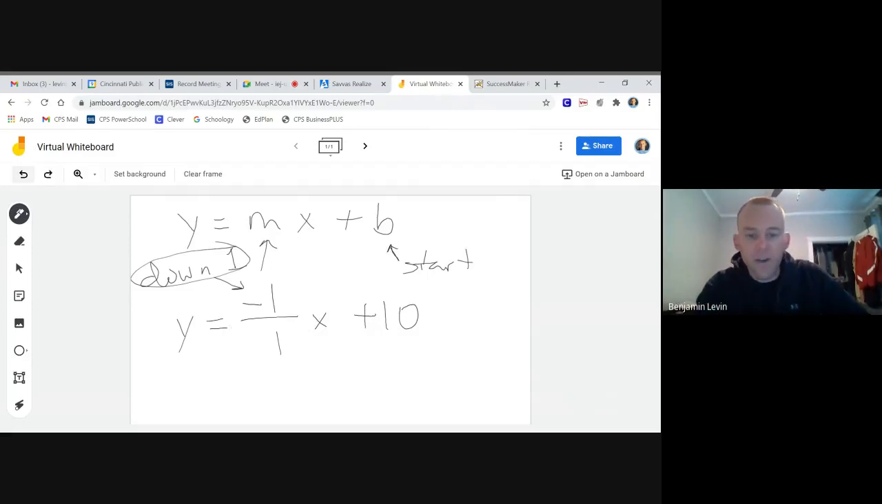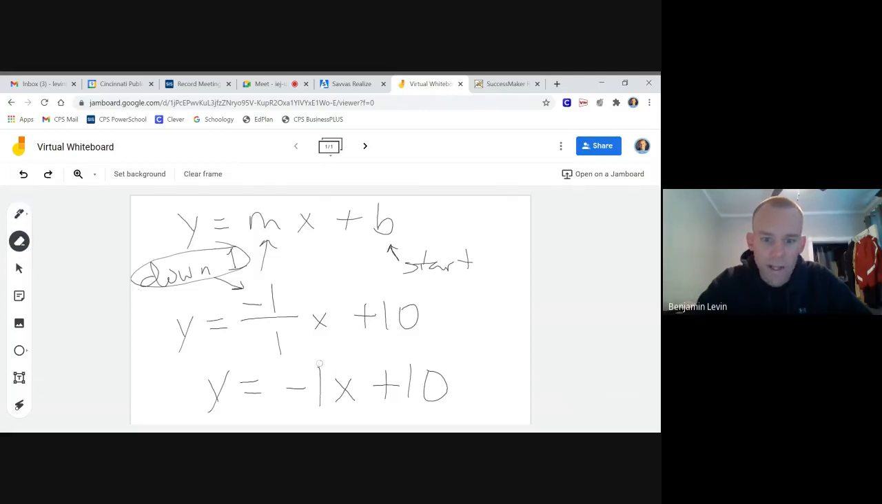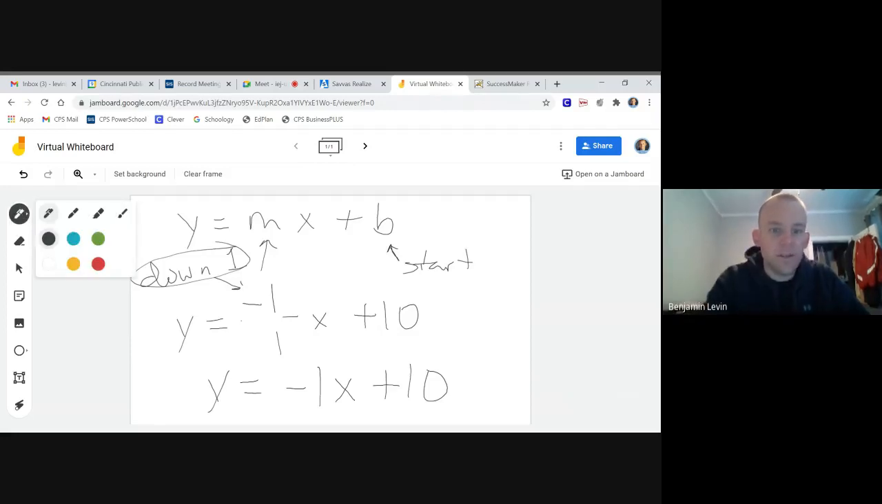Negative anything divided by 1 is itself. So I can clean this up and just say y equals -1x plus 10. I could even clean it up more and say y equals -x plus 10, okay? But I'm going to leave the 1 in there for now, okay? Do we see how we got that? We went down 1. Now I'm still erasing. Sorry. We went down 1.